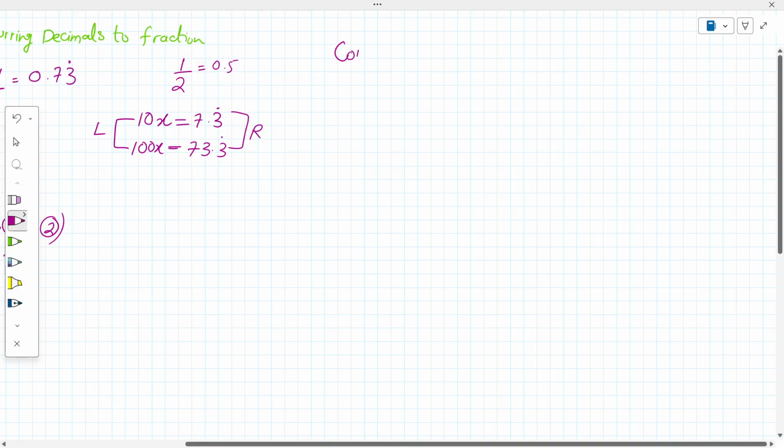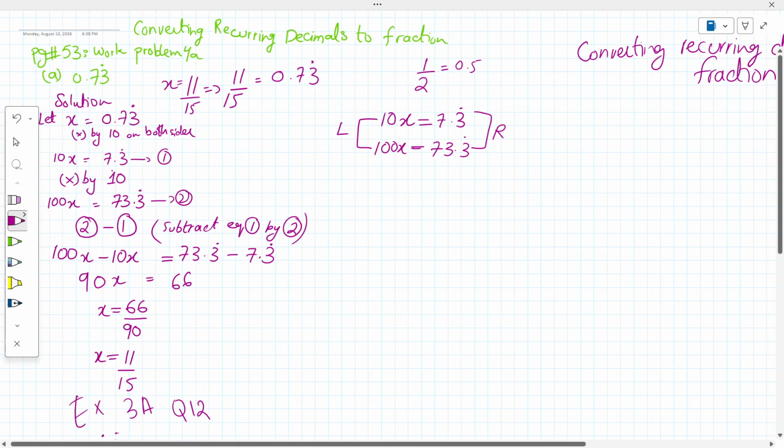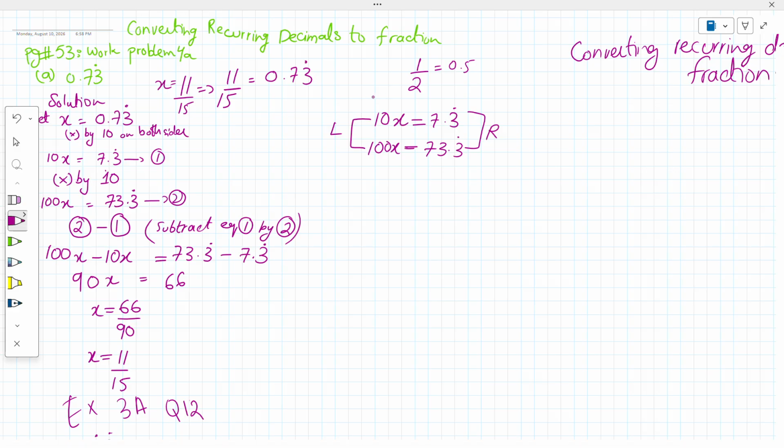The topic is converting recurring decimals to fractions. Okay. So this is the main point of our video. For that, first we will do the worked example that is on page number 53. So I will copy this.